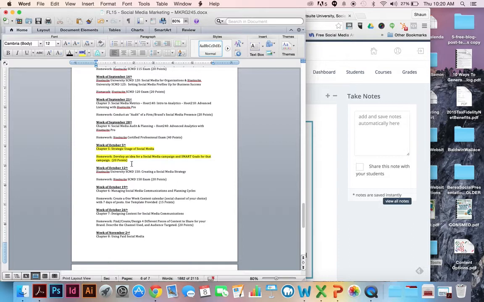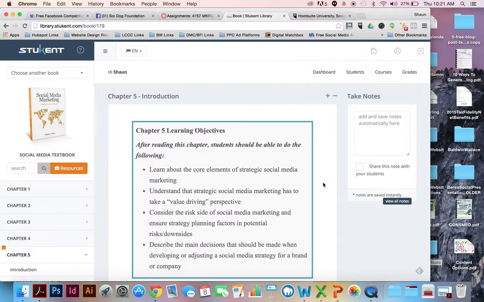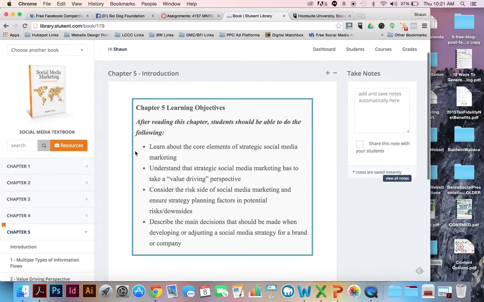Your homework assignment for this week is to develop an idea for a social media campaign and develop SMART goals for that campaign. Okay? So what you need to do for this week is obviously log into Stukent and read your chapter 5. Chapter 5 discusses core elements of a strategic social media marketing plan, understanding strategic social media has a part in driving value, considering risks that social media may have, and also describing the main decisions that should be made when developing or adjusting a strategy for a brand or company.